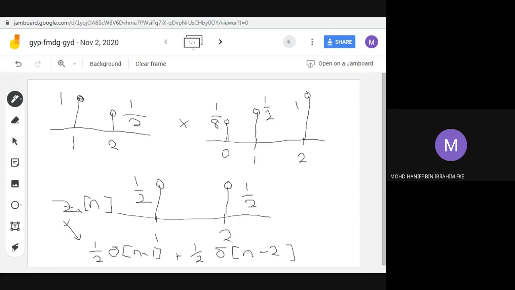Okay, that should be the answer for question 5. So hopefully by this explanation, you understand the solution for question 5, yeah? Okay, any more questions?